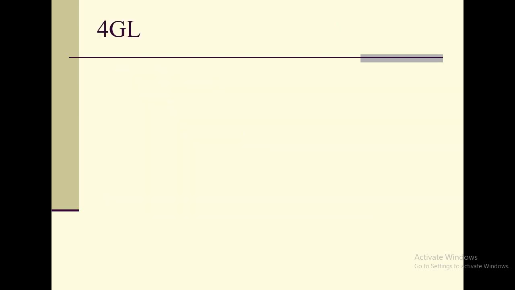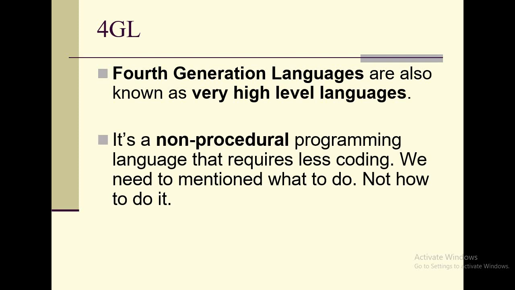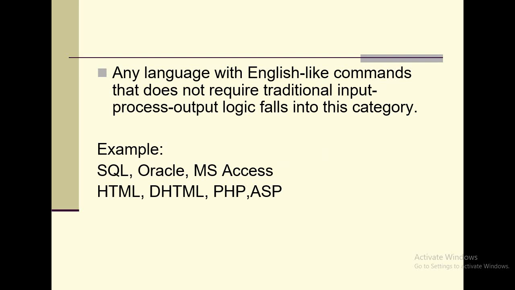Okay, now we will start about the fourth generation. Fourth generation is called very high level language, and it is also a non-procedural language because you don't need to mention the detailed procedure of how to solve a problem. You just mention what to do. So any English-like language that does not require traditional input, process, output, then it is 4GL or fourth generation. There are some examples of 4GL like SQL, Oracle, MS Access. All of these are used in database, and HTML, PHP. All of these are used in website development.